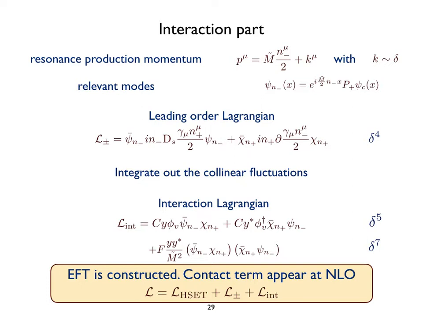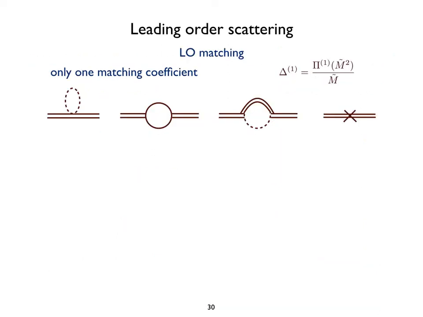To make the predictions, we match our effective field theory to the underlying theory order by order. We are going to start from the leading order in effective theory. The only matching coefficient in the leading order is delta. This coefficient is obtained from the scalar particle self-energy graphs in the underlying theory. At the leading order, the self-energy is given by the photon loop contribution, the fermion loop with two Yukawa couplings, the loop with photon and scalar particle, as well as the bilinear in the scalar field counter terms.